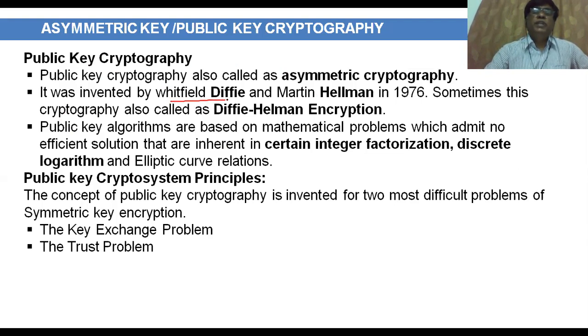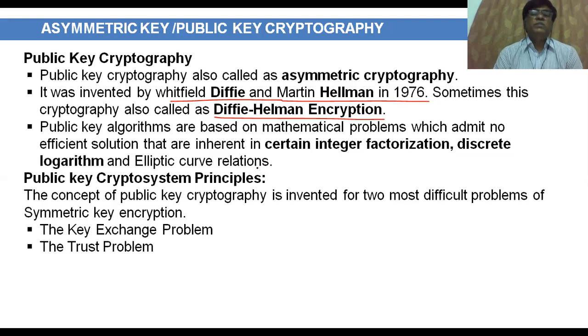was invented by Whitfield Diffie and Martin Hellman in 1976. That's why sometimes public key cryptography is also called Diffie-Hellman encryption, because these two persons invented it. Actual public key algorithms are based on mathematical problems which admit no efficient solutions that are inherent in certain integer factorization, discrete logarithm, and elliptic curve relationships.